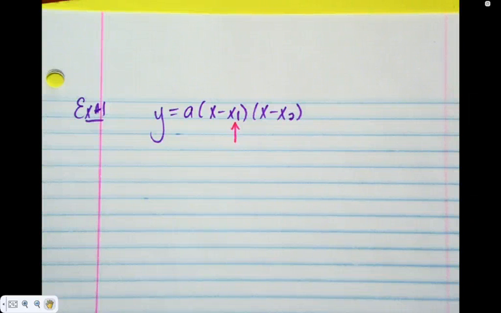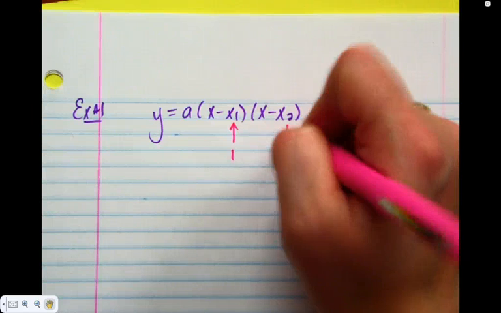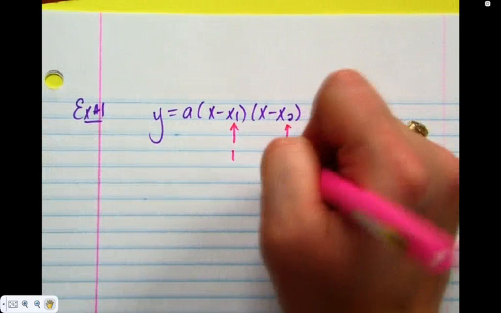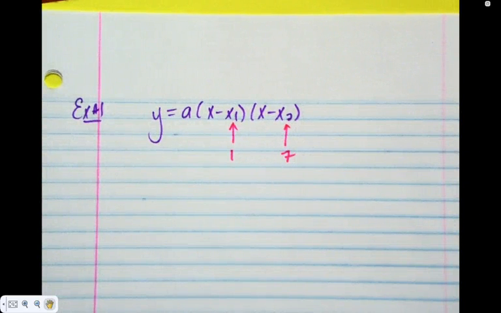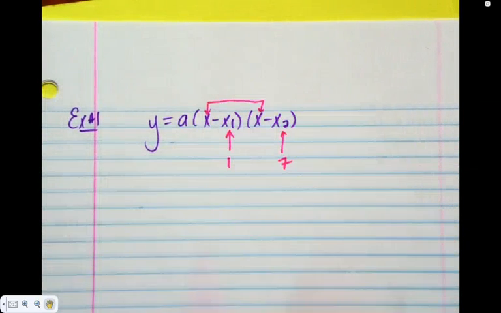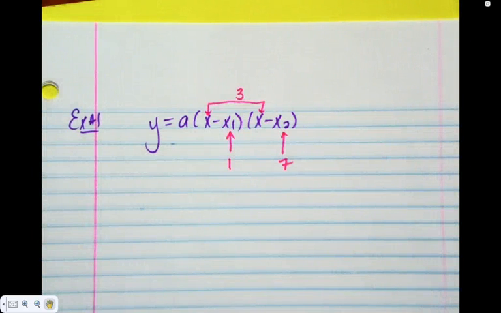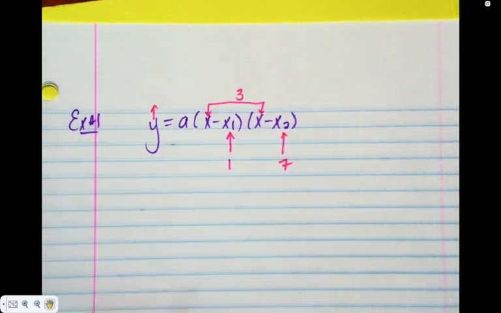x1 is going to come from the first intercept, which is given as 1. x2 is going to be from the second x-intercept, which is given as 7. The x and y are going to come from the given point: x is 3 and y is 16. A will stay as a, and our first step is to figure out the width of this parabola.